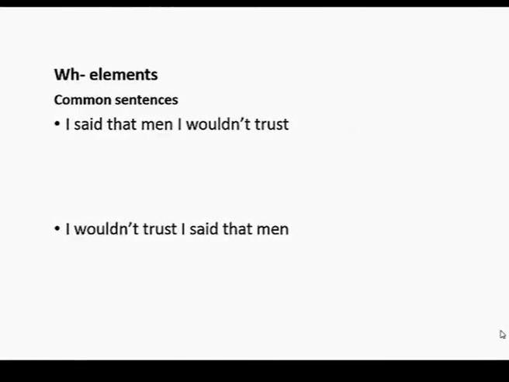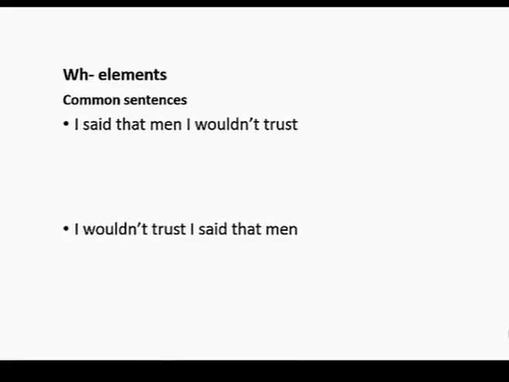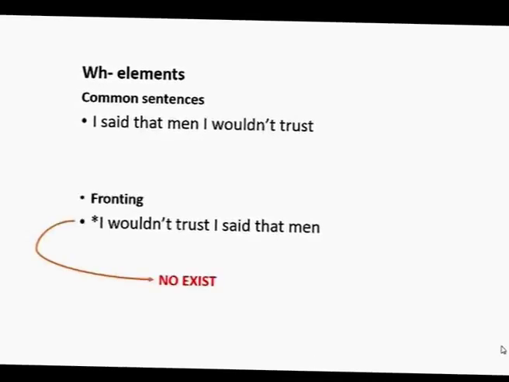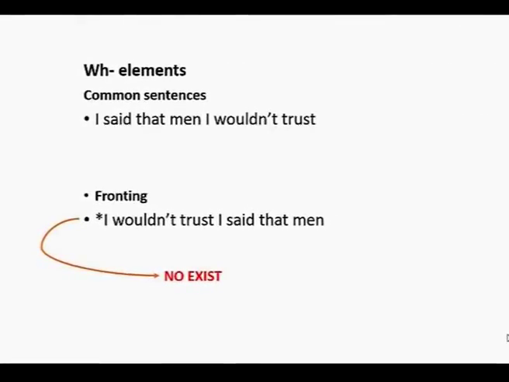Another situation is double-edged element. The common sentence is, I say the man I wouldn't trust. And the fronting is, I wouldn't trust, I say the man. But is the fronting sentence okay? No, it does not exist.